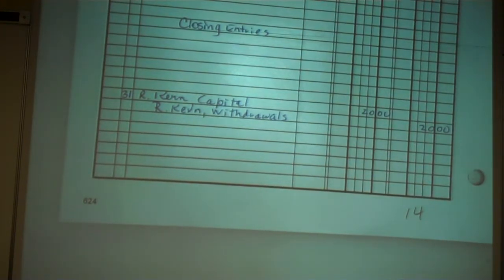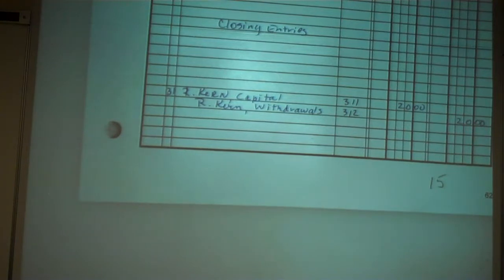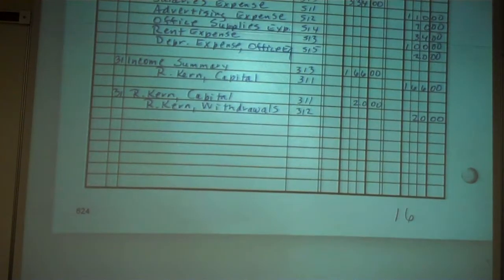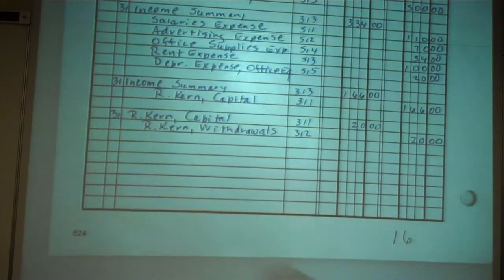Let's post those two. And when you post, those are the account numbers. Then this should be a check of all of the closing entries with the account numbers and with the heading.